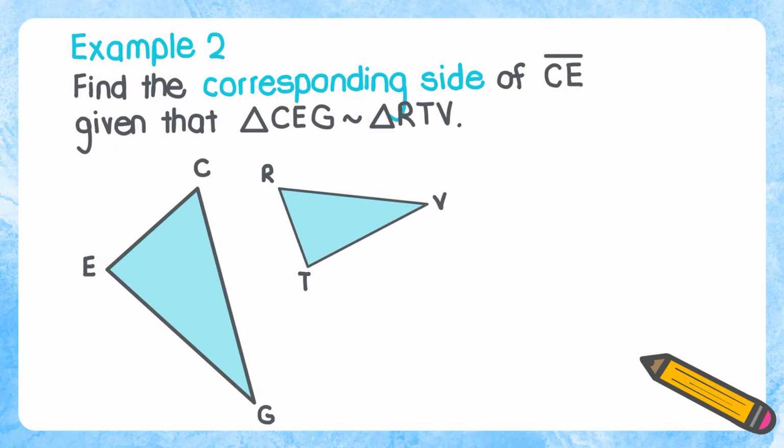For our next example, we're given that triangle CEG is similar to triangle RTV. And let's find the corresponding side of side CE. So this one, it's a little harder to see, so let's look at the similarity statements. CE are the first two letters, similar to RT, which is this side right here. So the corresponding side of side CE is side RT.